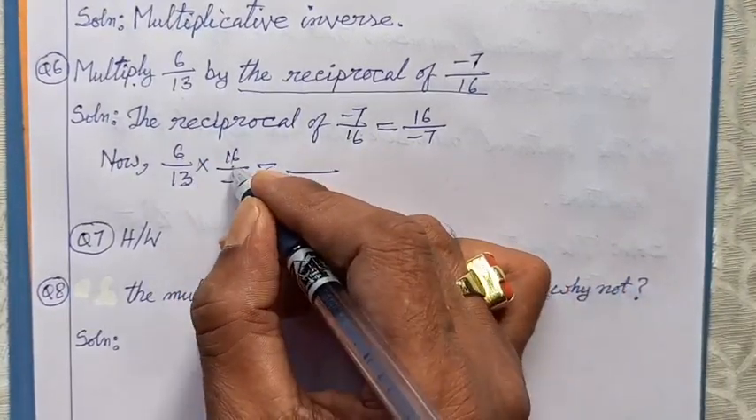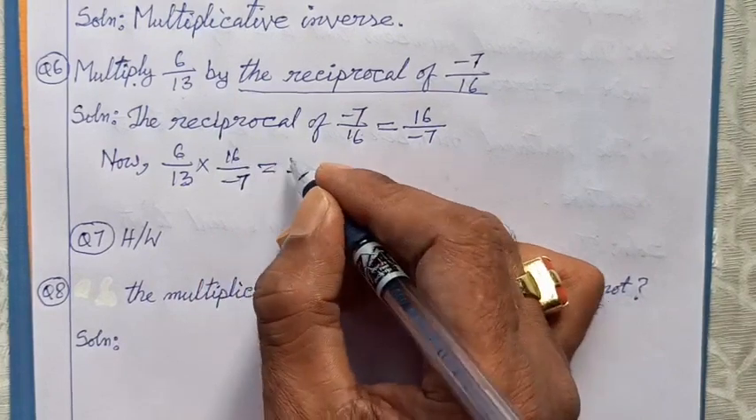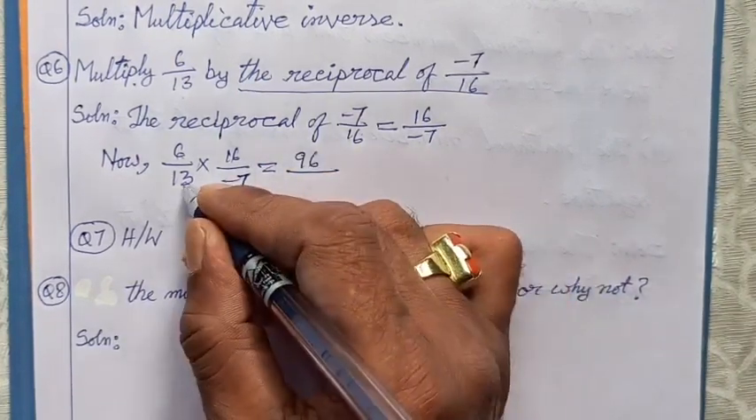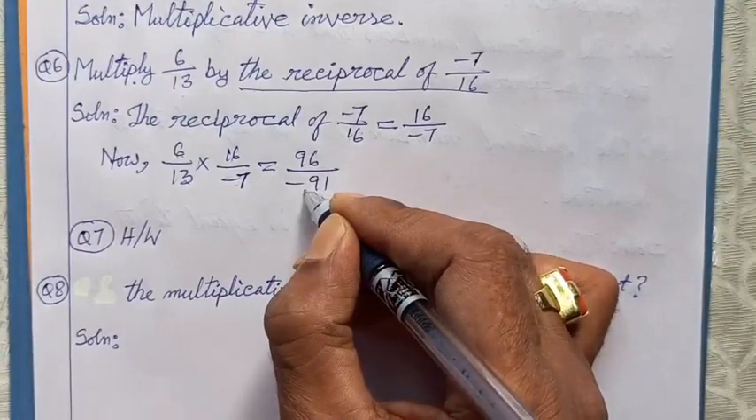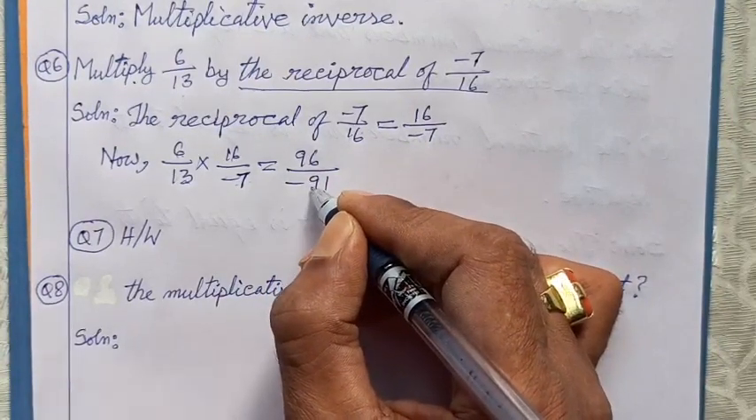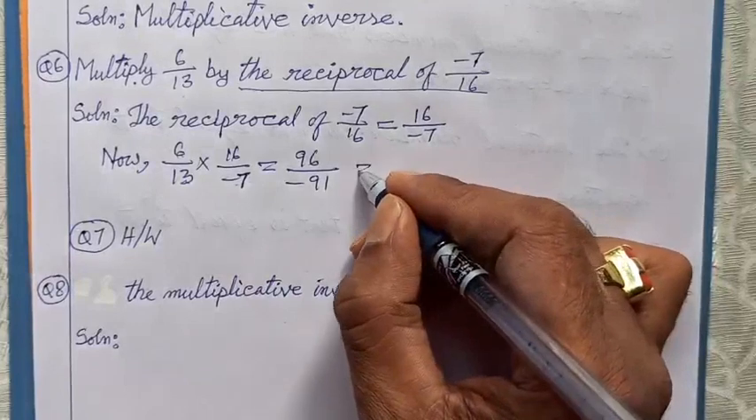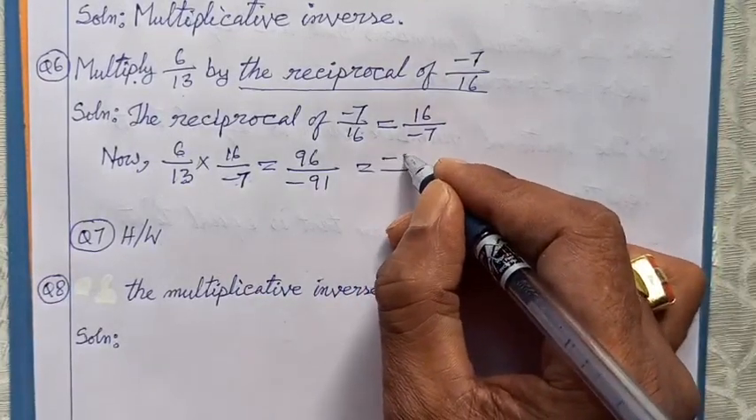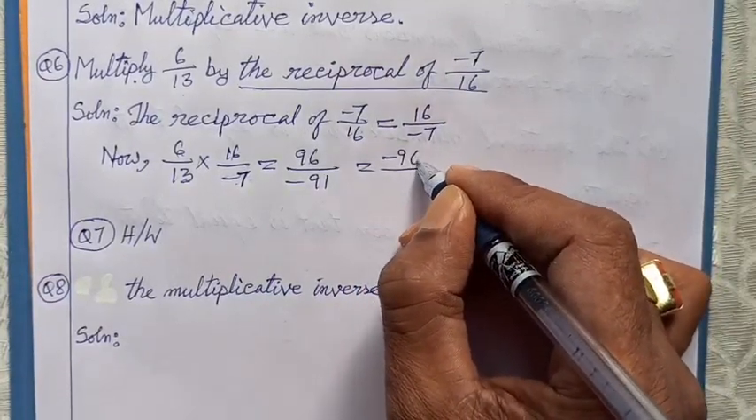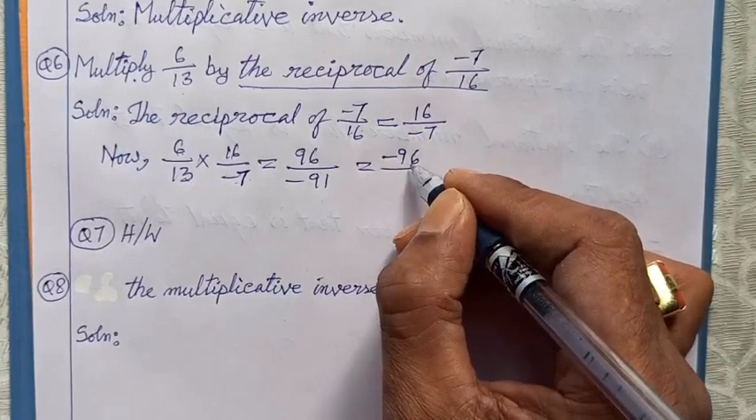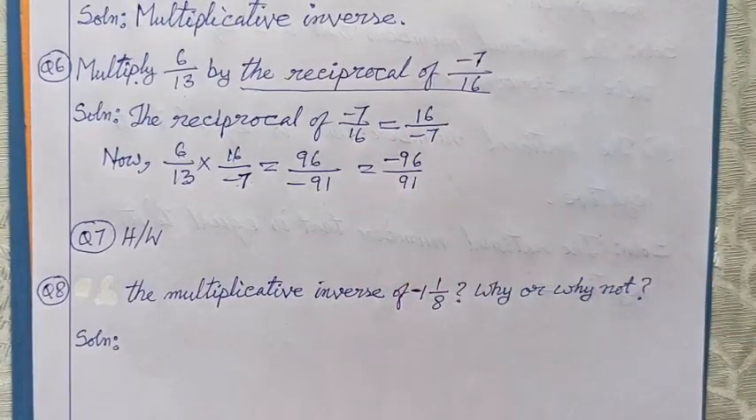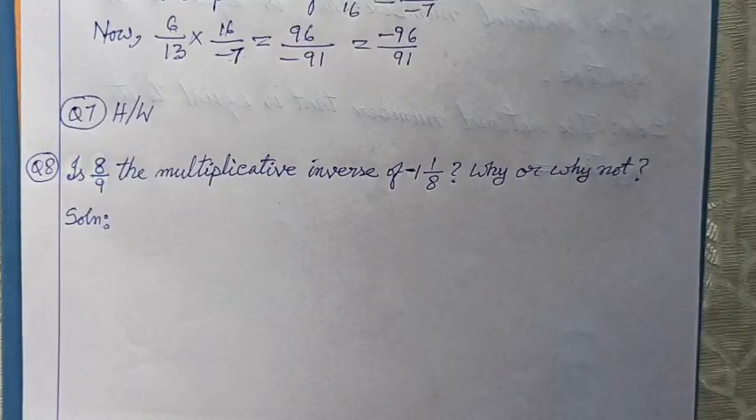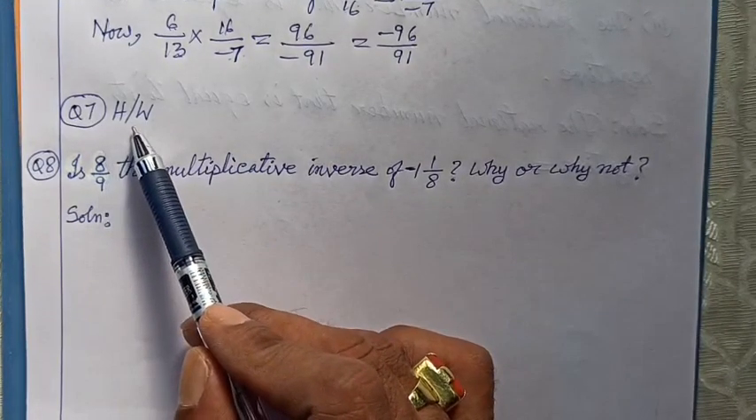6 into 16, that is 96. 13 into minus 7, that is minus 91. We do not usually keep minus in the denominator, so let's keep it in the numerator. Then the answer is minus 96 by 91. I hope you can understand this. Question number 7 is homework.